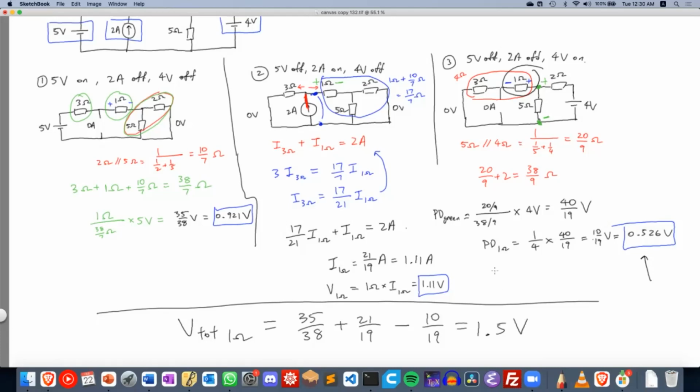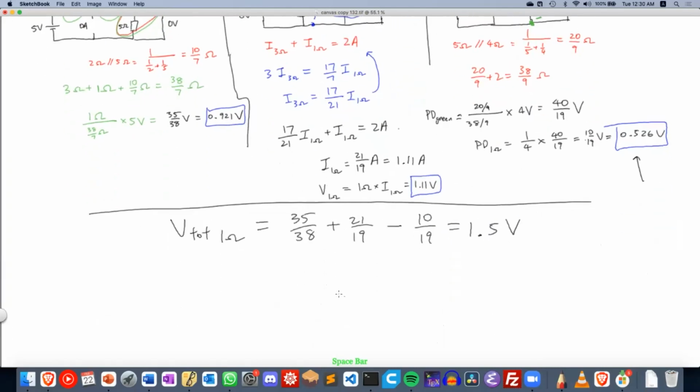So that is your PD across the 1 ohm resistor. Your 1 ohm resistor is like this. The left side is 1.5 volts higher than the right side, right? So yeah, your left side is 1.5 volts higher than the right side. So that's the magnitude and the direction of your voltage across resistor 1.